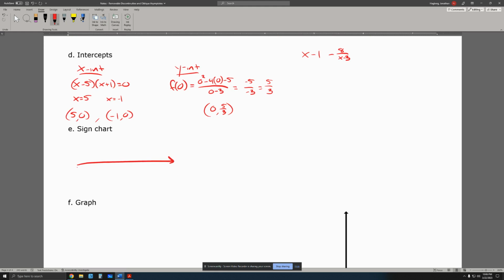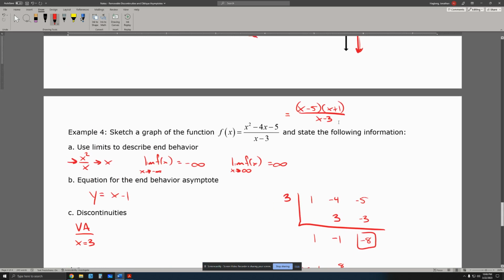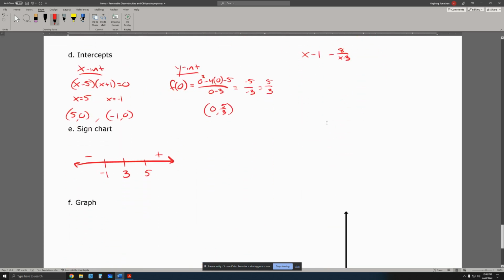We've got 3 values that we're going to plot, our vertical asymptote and two of our intercepts. So we have negative 1, we have 3, and we have 5. I know that the right-hand side is approaching infinity, left-hand side is approaching negative infinity, and just like the last one, all of our factors have multiplicity 1, so the sign is going to change over each of these x values. Let's go ahead and graph.